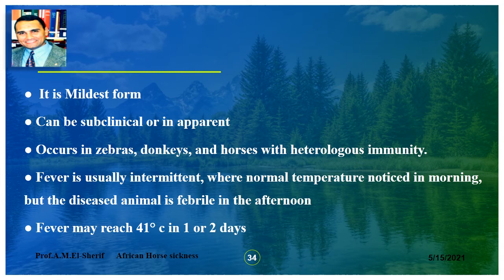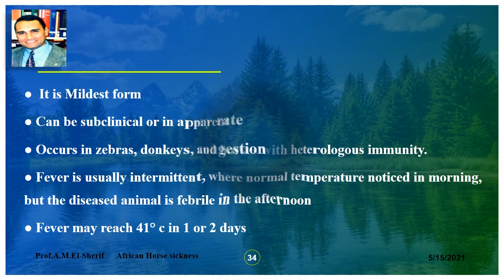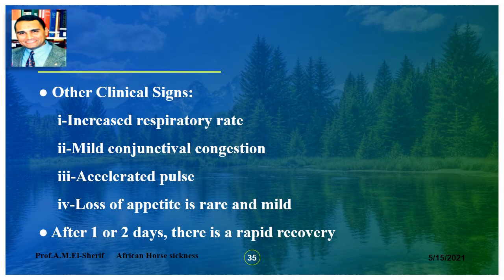It is the mildest form, and can be subclinical or inapparent in infected horses. It occurs in zebras, donkeys, and horses with heterologous immunity. Fever is usually intermittent, where normal temperature is noted in the morning, but the diseased animal is febrile in the afternoon. Fever may reach 41 centigrade within 1 to 2 days. Other clinical signs of this form are increased respiratory rate, mild conjunctival congestion, and accelerated pulse; loss of appetite is rare and mild. After 1 to 2 days, there is rapid recovery.